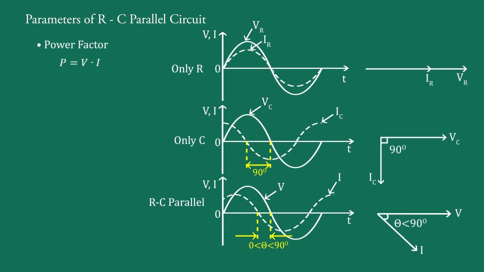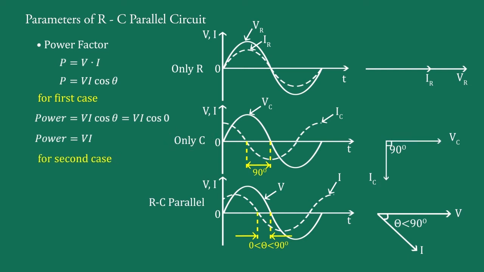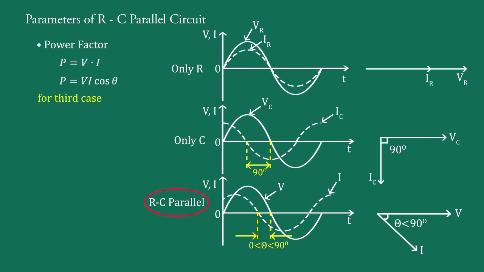Now, power equal to V into I, that is VI cos theta. In this first case, power equal to VI cos theta. Here theta equal to 0, and therefore cos theta, that is cos 0, equal to 1, and therefore power equal to VI. In second case, theta equal to 90, and therefore power equal to VI cos 90, as cos 90 equal to 0, and therefore power equal to 0. In this third case, that is for parallel RC circuit, power equal to VI cos theta. Here cos theta is known as power factor.